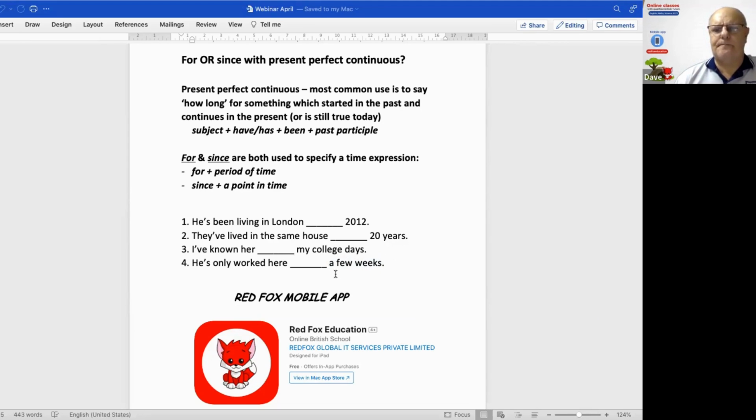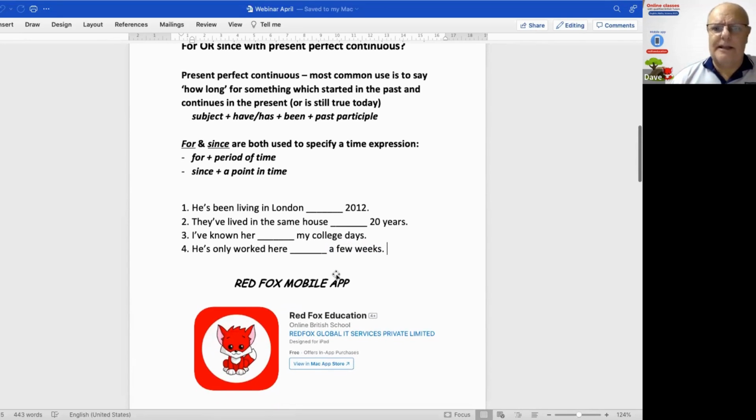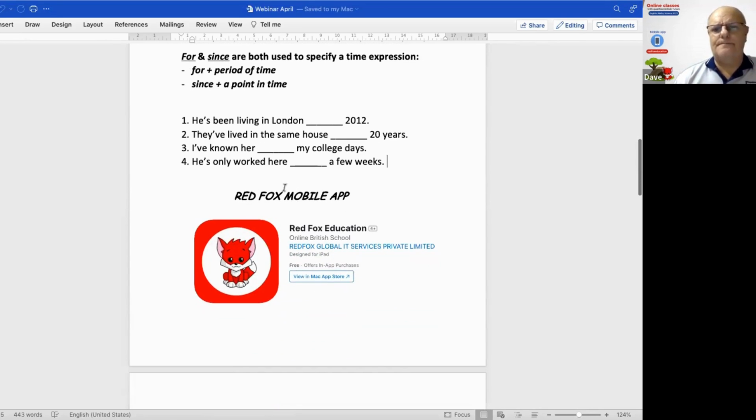Usually if we have a plural on days, weeks, hours, months, years, this is going to be a period in time. Okay, so I mentioned earlier about our mobile application. This is what you need to look for on the Play Store or the App Store. So this is the one you need to download.